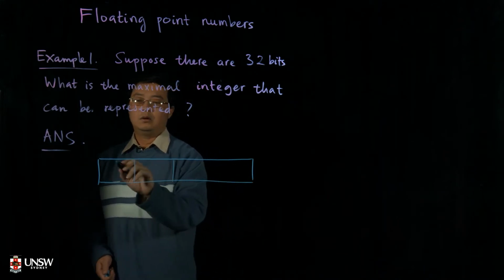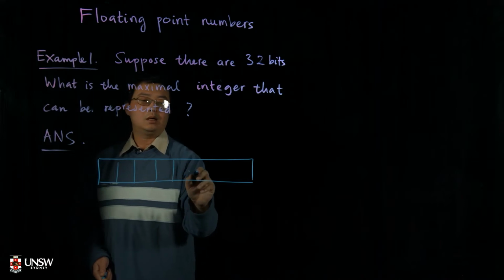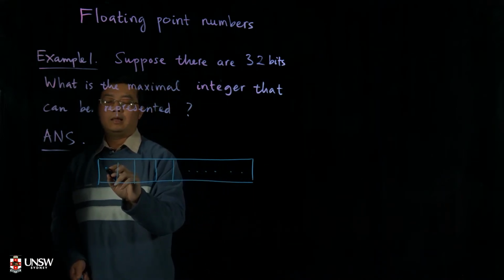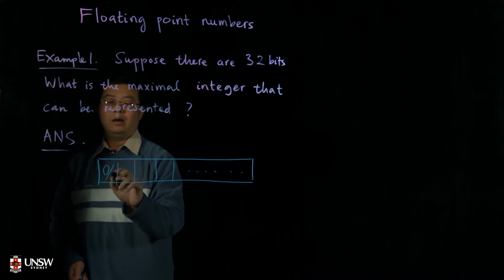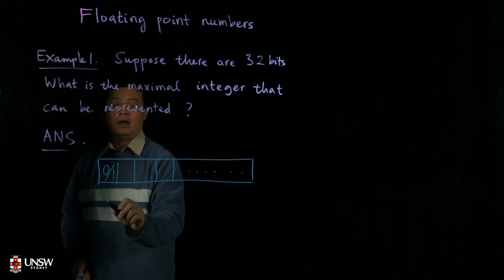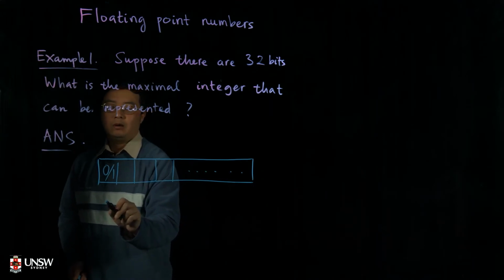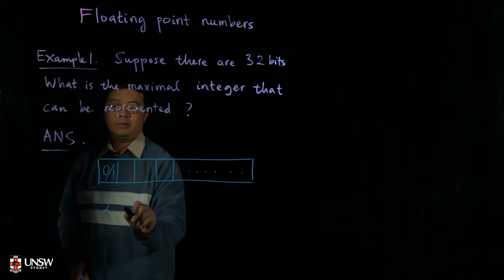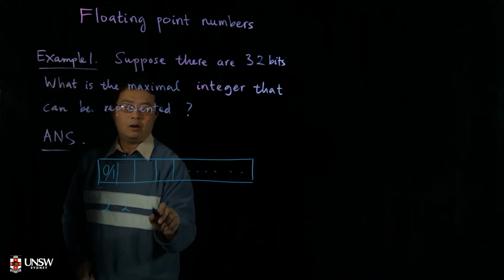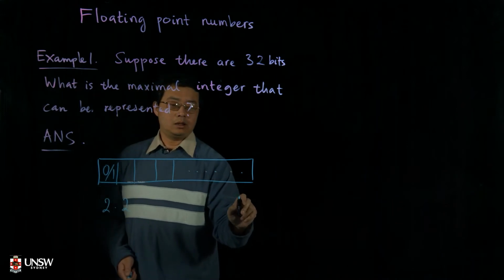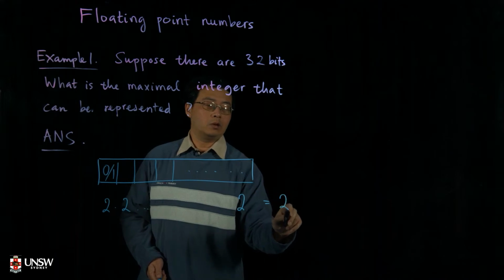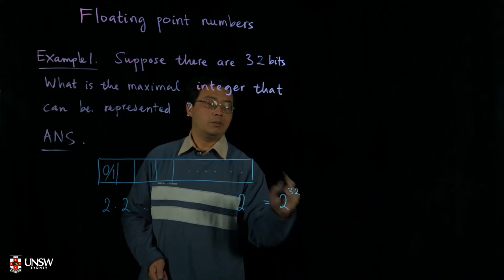So suppose the bit is here. Each bit is only either 0 or 1. So how many possibilities can you have? You have 2 possibilities for the first bit and 2 possibilities for the second bit, and so on. The last one is the 32nd bit. So then you have 2 to the 32 possibilities.